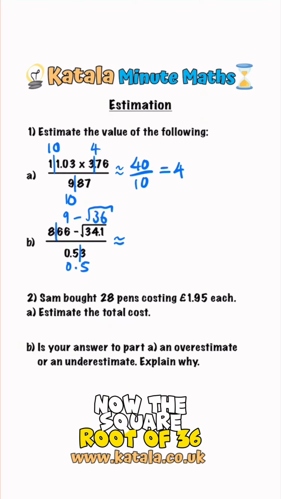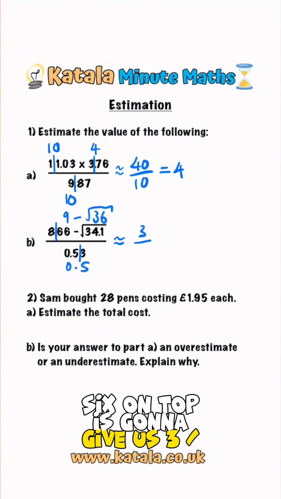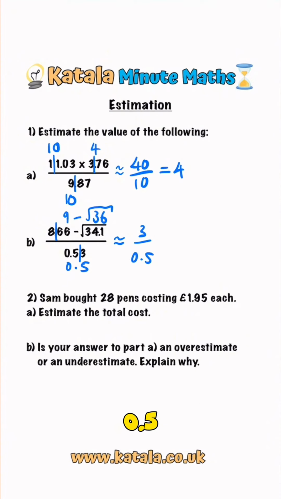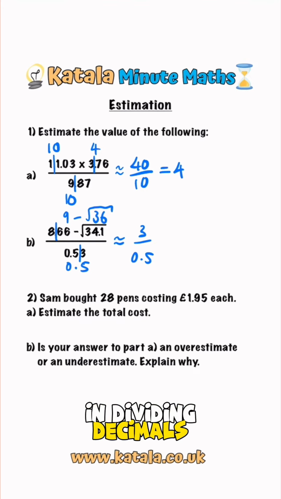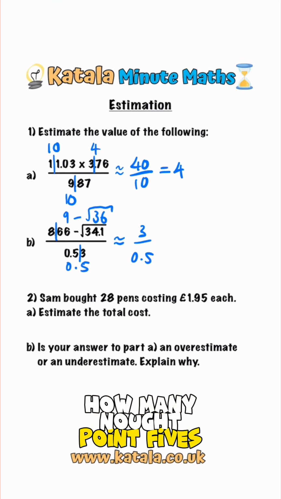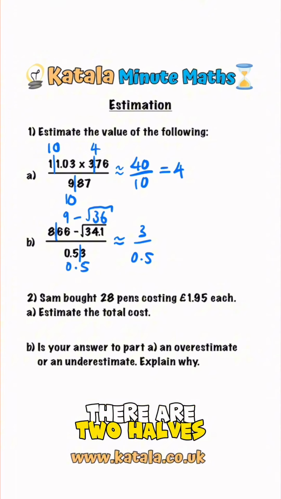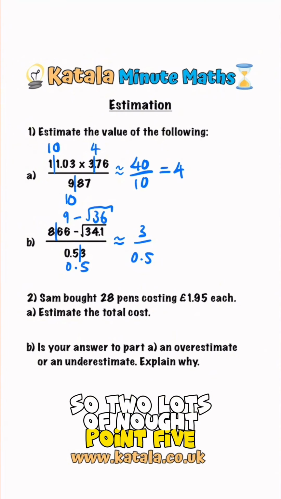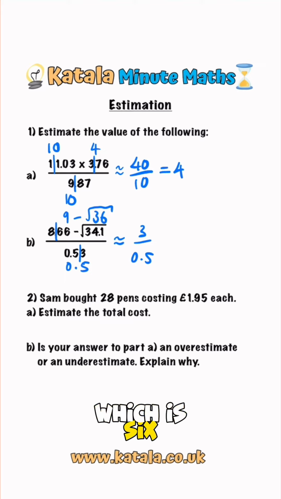Now the square root of 36 is 6, so 9 take away 6 on top is going to give us 3, divided by 0.5. Now dividing by 0.5, we can use the methods we talked about in dividing decimals. But another way of thinking about this, we're trying to basically find how many 0.5s go into 3. Now in every one whole, there are 2 halves, so 2 lots of 0.5. So in 3, you're going to have 3 lots of 2, which is 6.